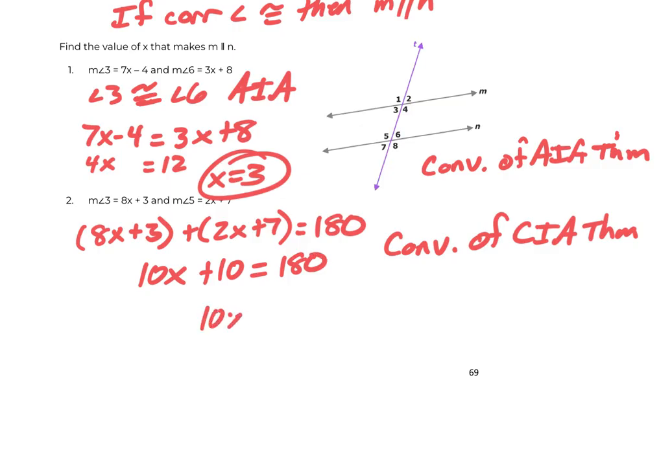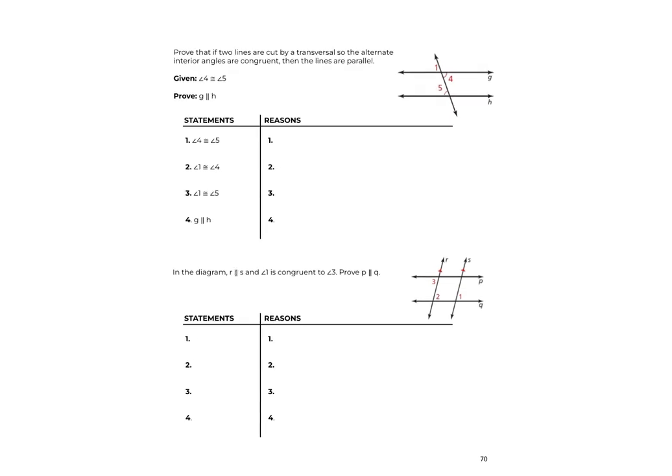And so now I subtract 10. I divide by 10. And I get x equals 17. If x equals 17, those two lines would be parallel. Okay? Look at these two proofs here.